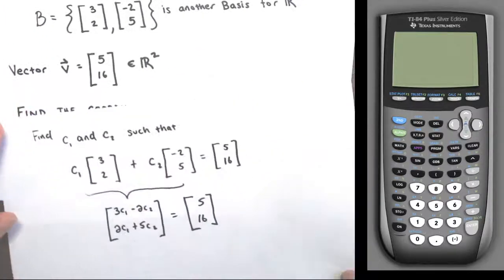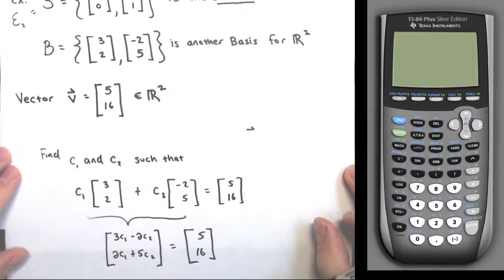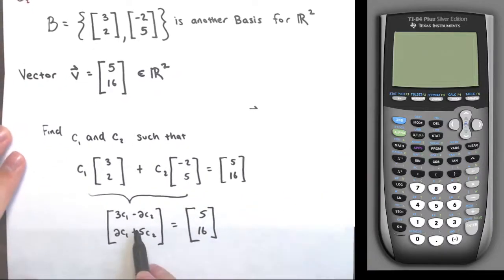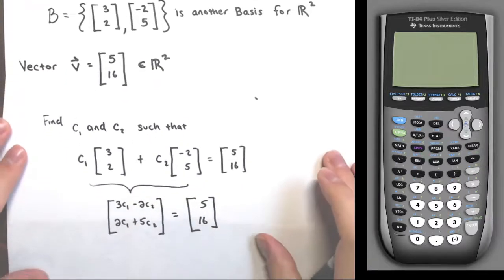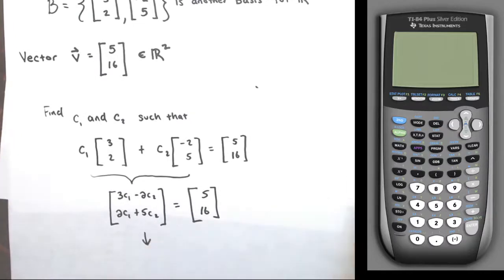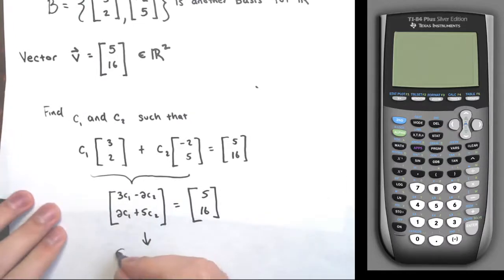And let me show you that system here, and you can probably see it, right? In order for this vector to be equal to this vector, I'm getting the following system, involving C1 and C2. 3C1 minus 2C2 would have to be equal to 5. And 2C1 plus 5C2 would have to be equal to 16.